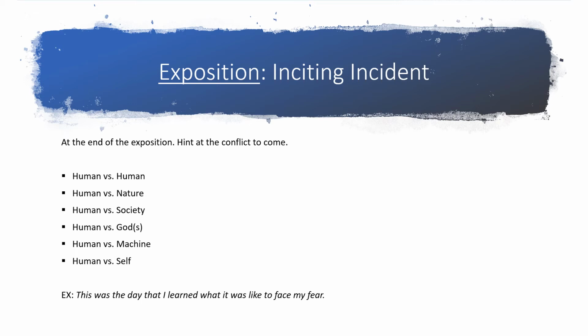In this example, the reader learns that this inciting incident is internal, most likely a human versus self kind of situation.